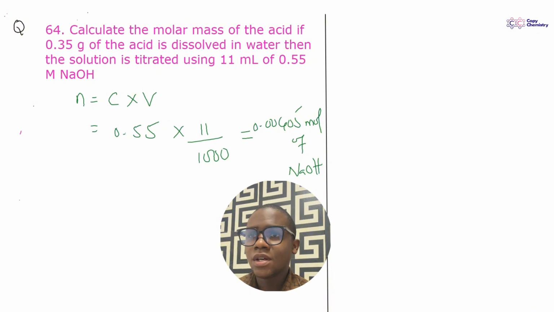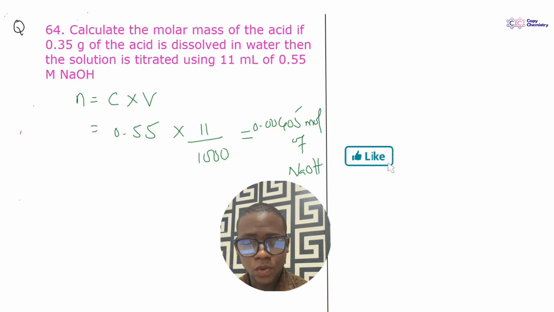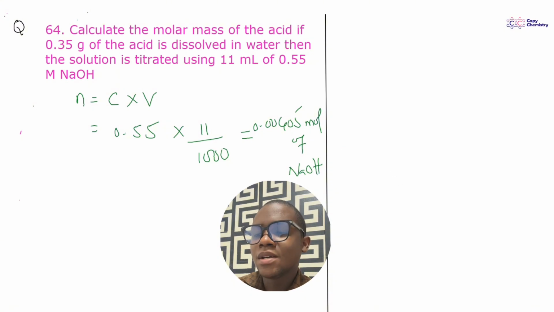And usually, the number of moles of the acid has to equal the number of moles of the base to cancel it out completely during titration. Okay, so that would mean that 0.00605 moles of the base must neutralize 0.00605. That's what I mean, of the acid.